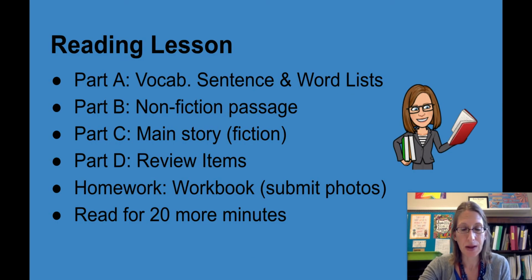All right, so here's our reading lesson. We have a vocabulary sentence, some word lists. Then we have our nonfiction passage, our main story, review items, workbook. We're going to read for 20 minutes.